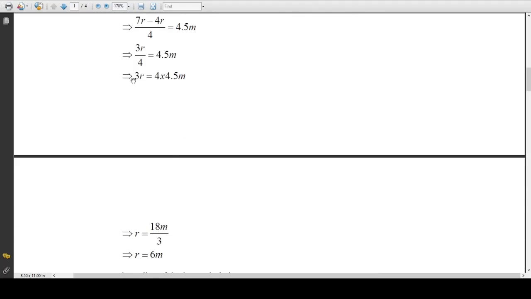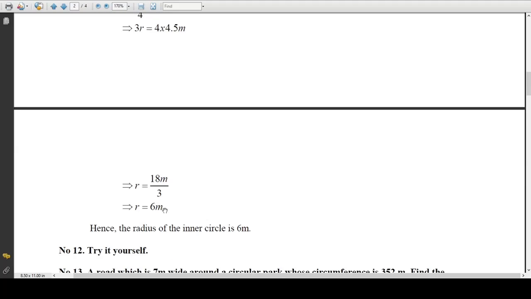If 3R is 18 meter, then R will be 18 by 3, which is 6 meter. Now the inner radius is of 6 meter length. The question asks us to find the radius of the inner circle. Therefore, the radius of the inner circle will be 6 meter.